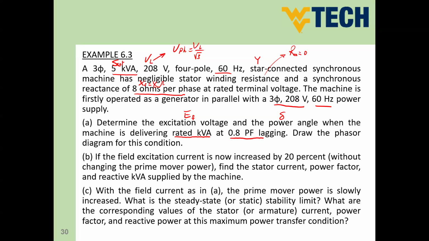Let's see part B. In part B, he says, if the field excitation current is now increased by 20%, and he wrote, guys, a note, without changing the prime mover power. What is the meaning of without changing the prime mover power? So the input power is still the same. So this means our case here is constant power operation.